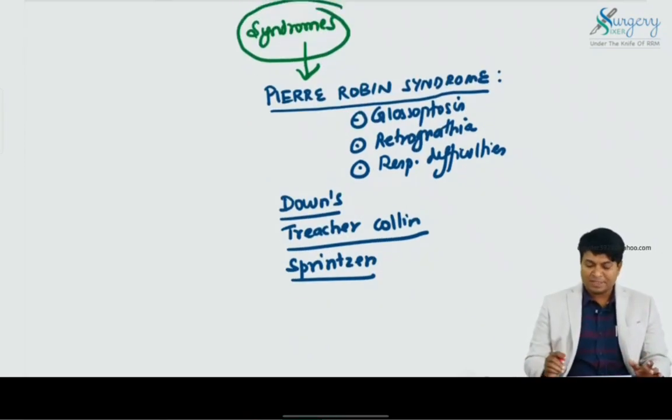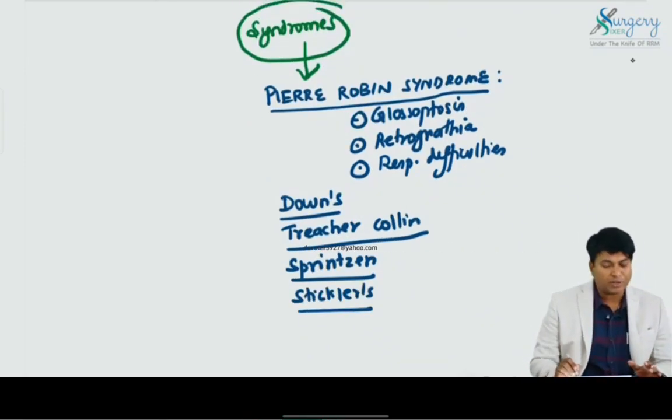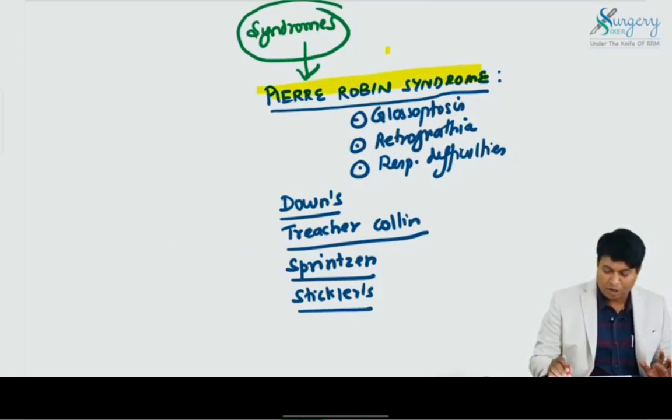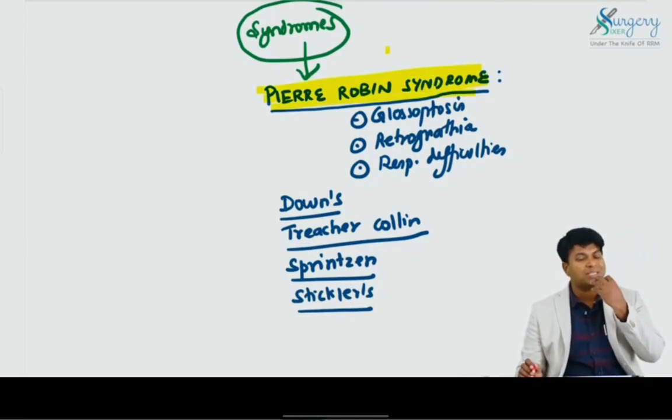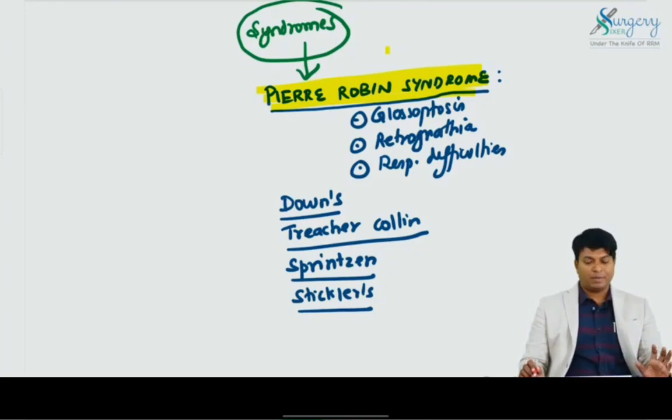Treacher-Collins, Down, Stickler. All these are very rare syndromes. Please don't forget Pierre Robin syndrome. Pierre Robin syndrome is associated with glossoptosis, retrognathia, and respiratory difficulties.